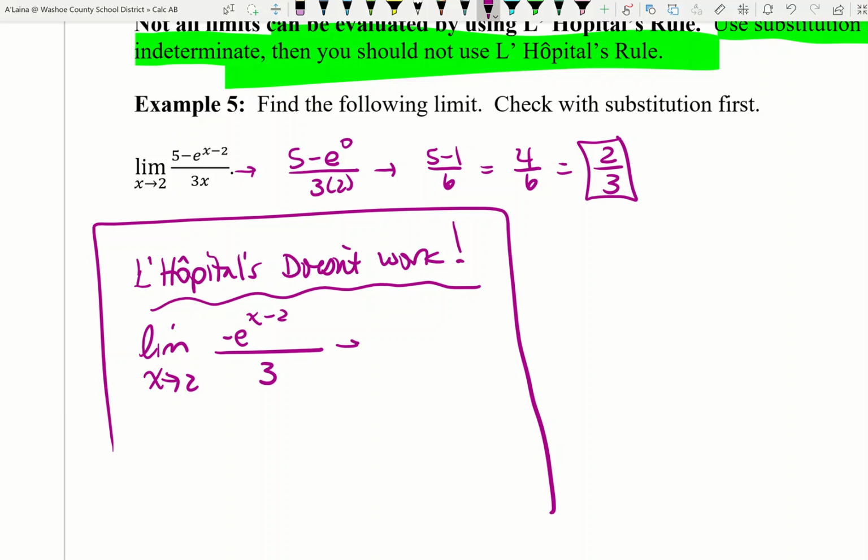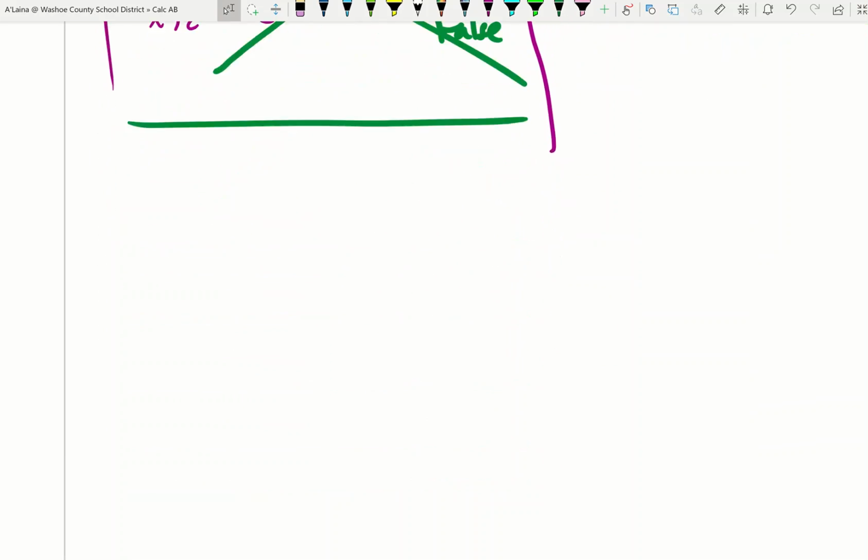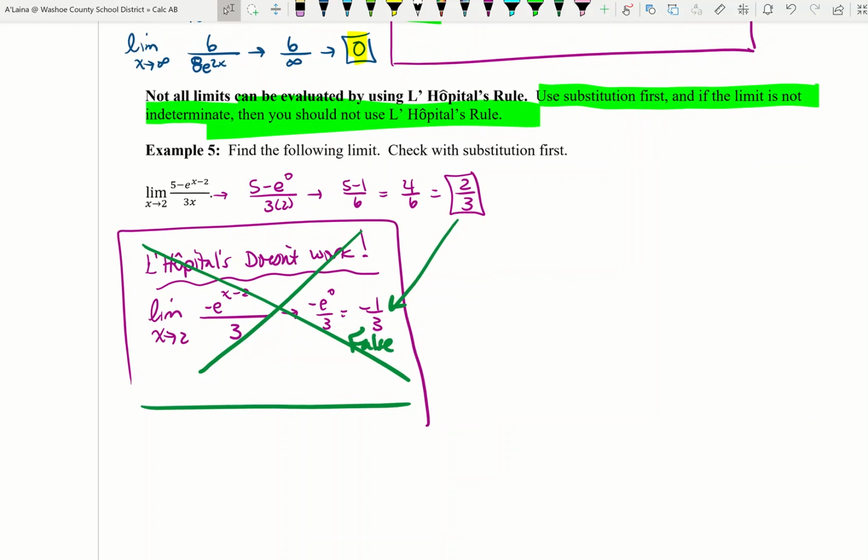If I then evaluate this at 2, I get negative e to the 0 over 3, which is negative 1/3, which is false. We know it's false because we know that it was actually supposed to equal 2/3. So don't try to use L'Hopital's rule for a problem that is not indeterminate. And that is the end of our notes for 4.7.